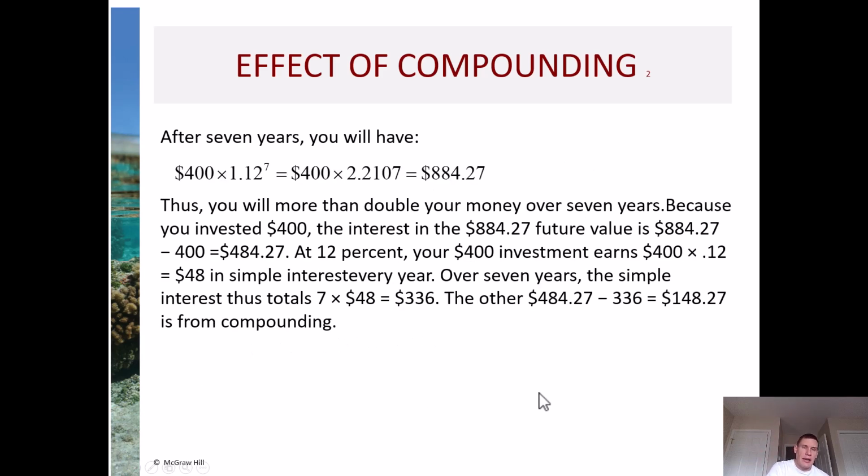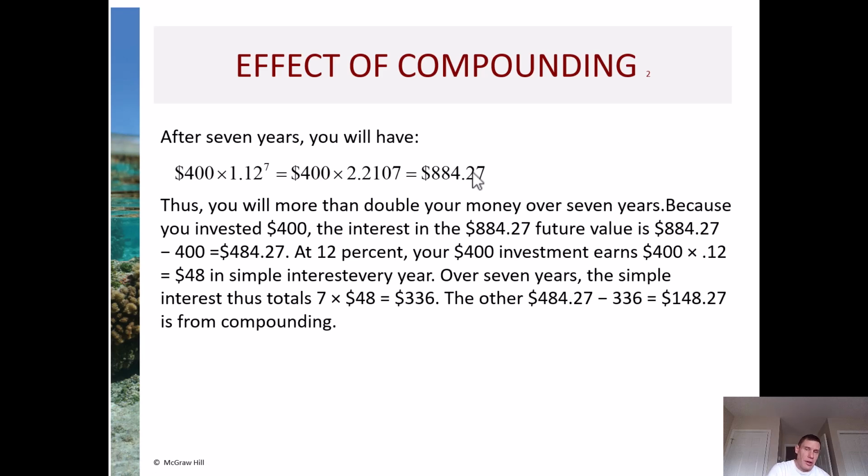After 7 years, you'll have 400. So again, you see how we just replaced the 3, we just took this 3 out, put the 7 in, and then we get a factor of 2.2107, again, multiplied by the 400 bucks, 884.27. So basically, you will more than double your money over the 7 years.